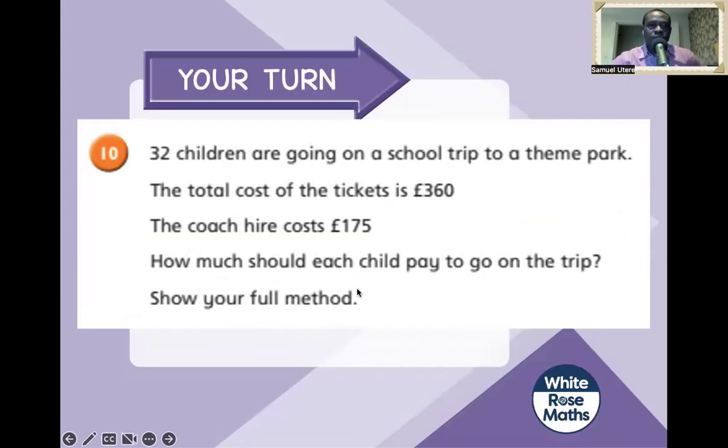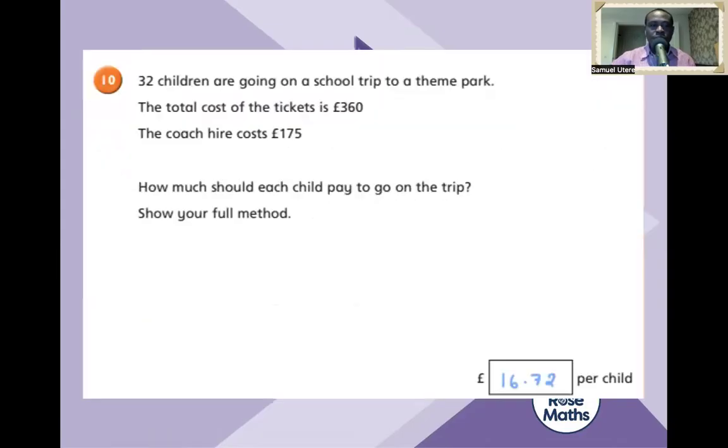Pause the video and answer question 10 in 2 minutes. All right, assuming you've paused the video and you've answered the questions, here are the answers. You're asked, 32 children are going on a school trip to a theme park. The total cost of the tickets is £360. The coach hire costs £175. How much should each child pay to go on the trip? Show your full method. I'll just discuss it, and then it will be up to you to check your method to make sure you've done it properly.